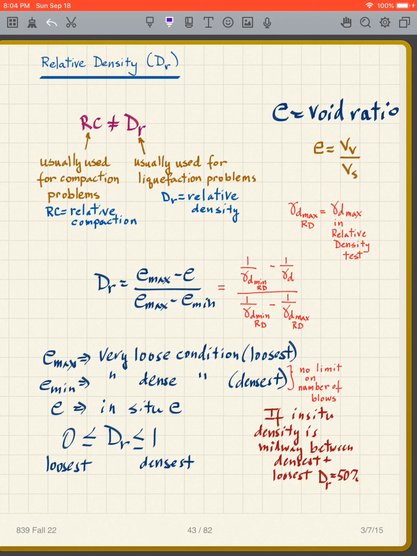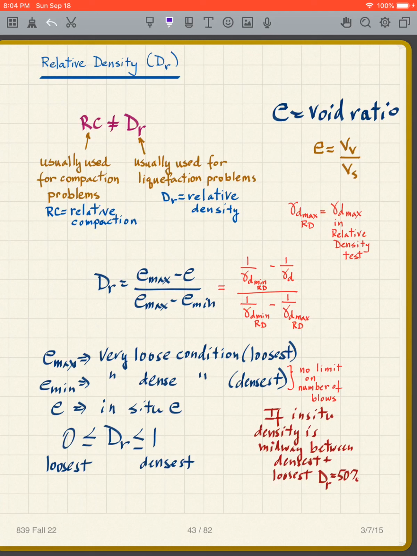Now, what does that mean? First of all, you have to think about void ratio, volume of the voids over the volume of the solids. When is the void ratio big? That means there's a lot of void volume. If the soil has a lot of void volume, it means it's loose. So we're talking about sands and gravels here.